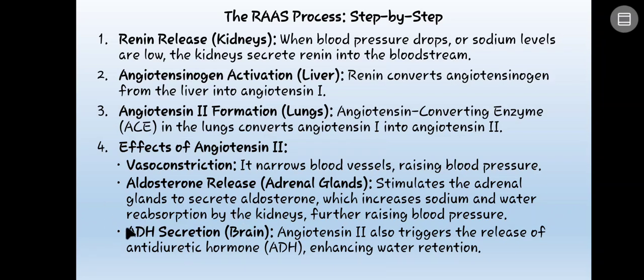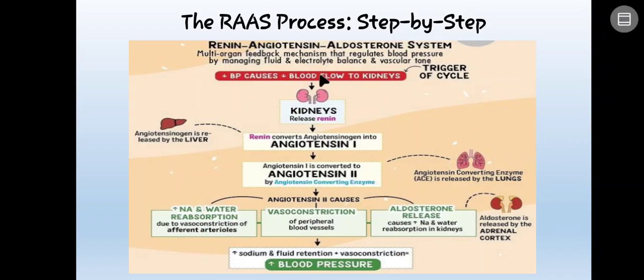Now, antidiuretic hormone secretion. One of the effects of angiotensin 2 is that it triggers the release of antidiuretic hormone. Antidiuretic hormone is produced in the hypothalamus but stored in the posterior pituitary, awaiting release. And one of the effects of antidiuretic hormone is to enhance water retention. Okay, good. So that is the process. So let's summarize the whole process again.